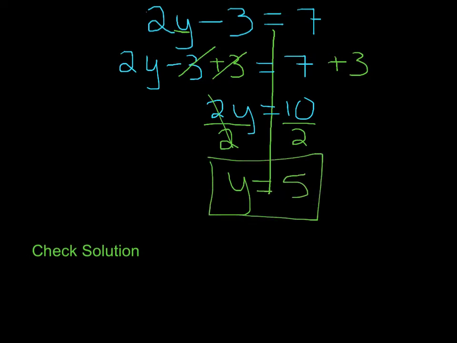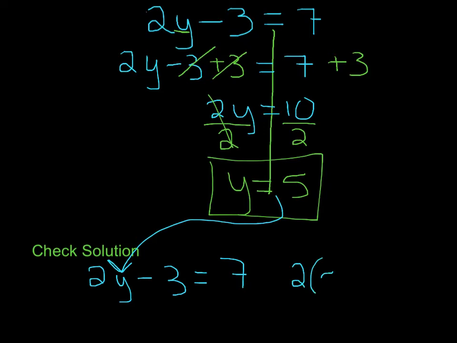Now, the cool thing about this whole unit is you can always check your solution. So, in the original, 2y minus 3 equals 7, check your solution by plugging 5 back in. What is 2 times 5? That's 10, and minus 3 is 7, so it checked and it worked, so therefore we know our answer is correct.